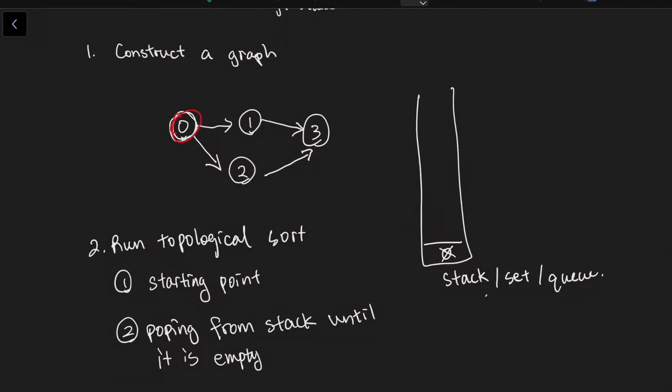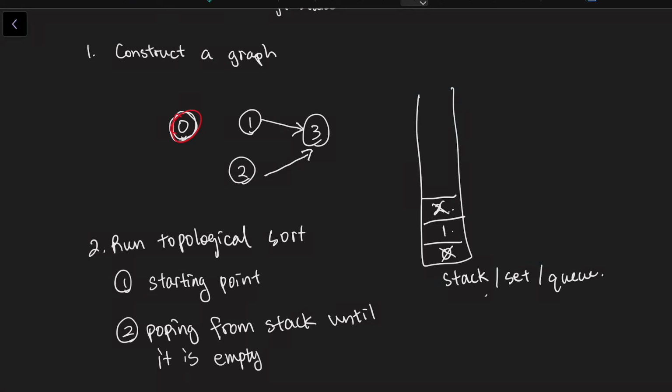So we pop 0 first, and let's look at the edges from 0 to other nodes. We can first look at this one, and after we remove this edge, node 1 becomes a new starting point. So we add node 1 here. After we remove this edge, node 2 also becomes a starting point. So we can add 2 into our stack. The order of 1 and 2 doesn't really matter because they're at the same degree.